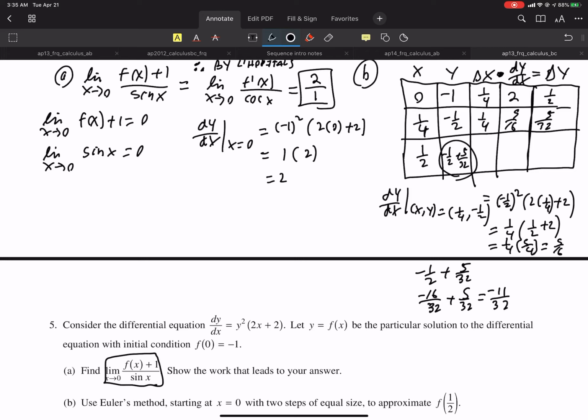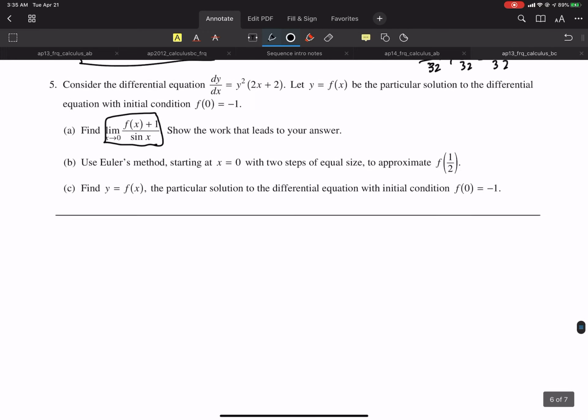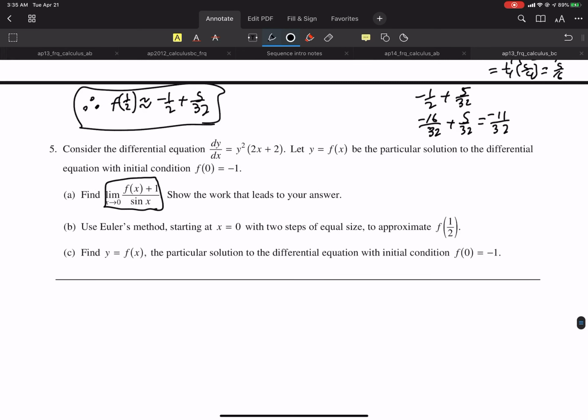You don't have to simplify that. So you could state as your conclusion, I'll put it here, therefore, f of 1/2 is approximately equal to -1/2 plus 5/32. That's it. All right, let's do part C.